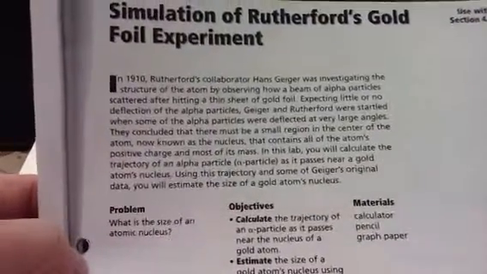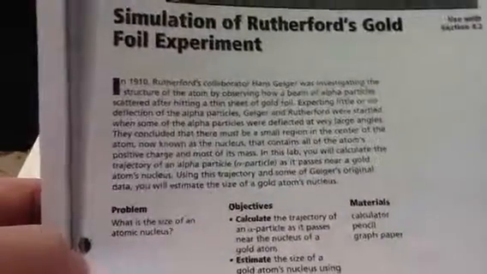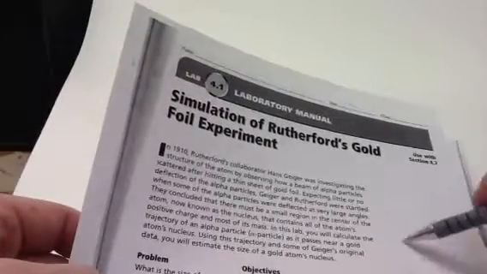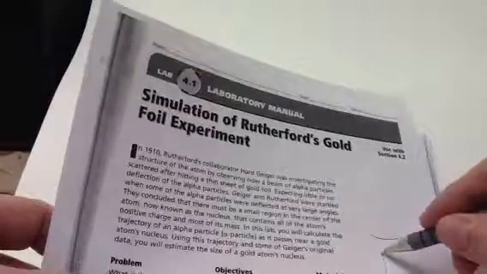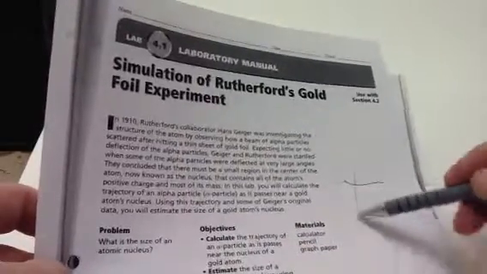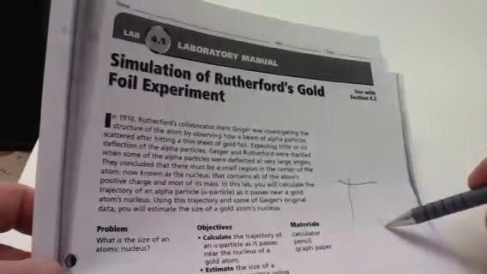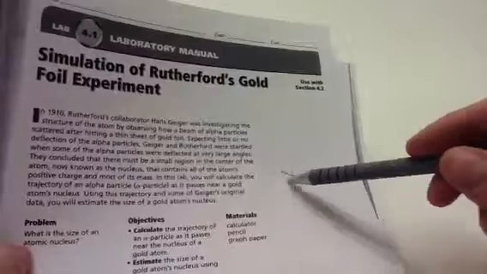So we're looking at, in 1910, let's read this little paragraph here. In 1910, Rutherford's collaborator, well, you guys can read that. Basically, what happened is they wanted to pass an alpha particle through a gold foil. So we had our gold foil, and they fully expected that this alpha beam would just go straight through the gold foil. But what they found out is every once in a while they had particles bouncing back.